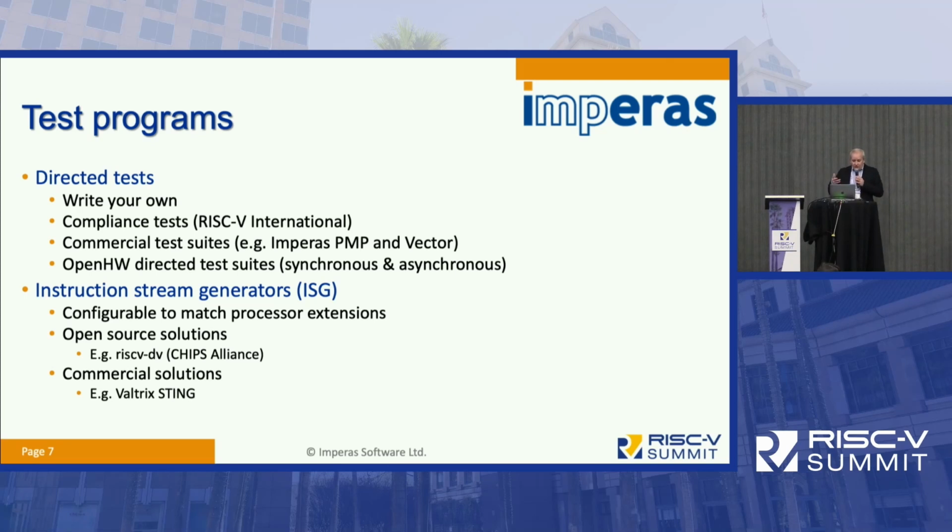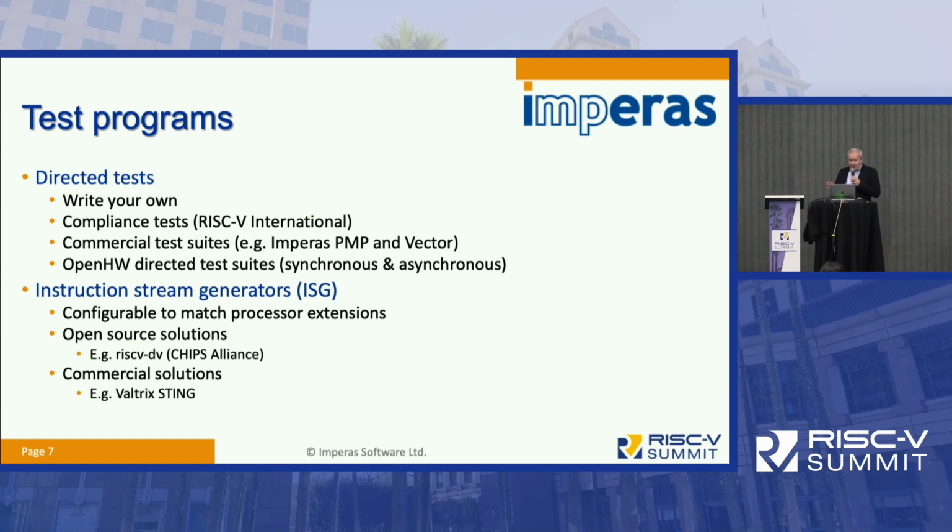The test programs themselves really fall into two categories, what we call directed tests and tests that are produced by instruction stream generators. Directed tests, typically you would write your own, and you can think of something as simple as a hello world program. Or it could be specific tests which are targeted at certain functional blocks within your design. There are also suites available, such as the compliance test group, and in fact there was a presentation, I think, just before this one in one of the other rooms. And these specifically target functional blocks within the certain ISAs. But then you also have commercial suites as well.